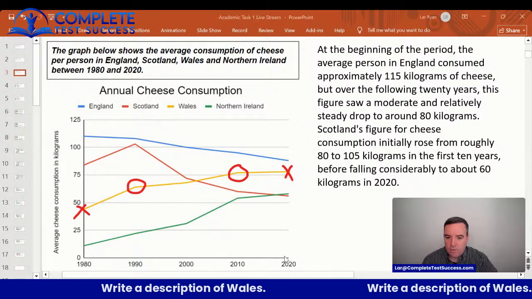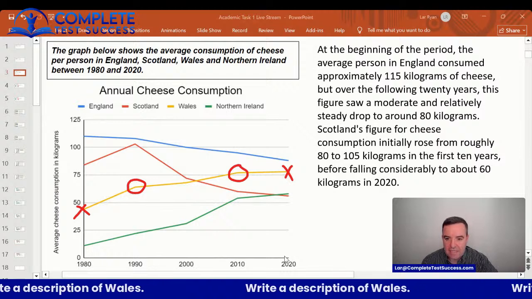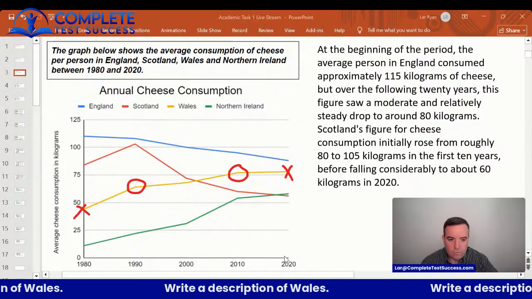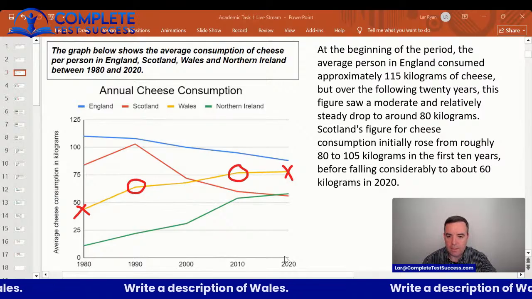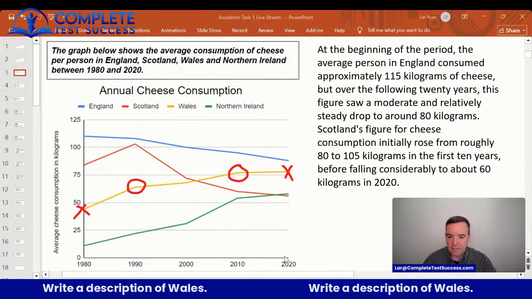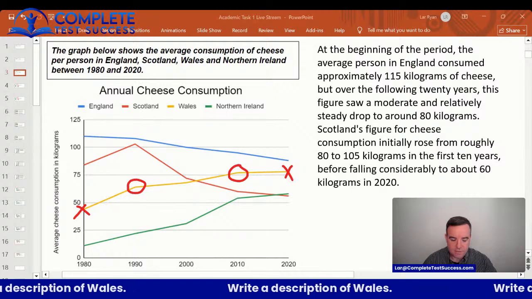And I think that's why, when we were looking at Scotland, it was very obvious we wanted to mention 1990 because that was the biggest one. So when we're describing the yellow line, when we're describing Wales, I would argue that the bigger one is going to be more important than the smaller one. So for me, including 1990 would be a better option than including 2010.